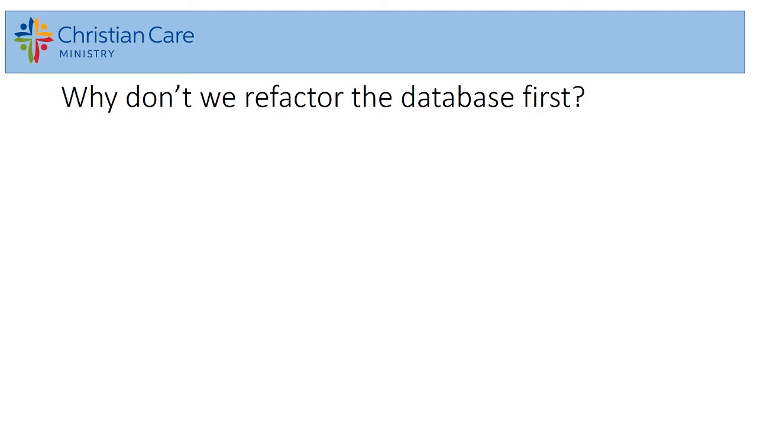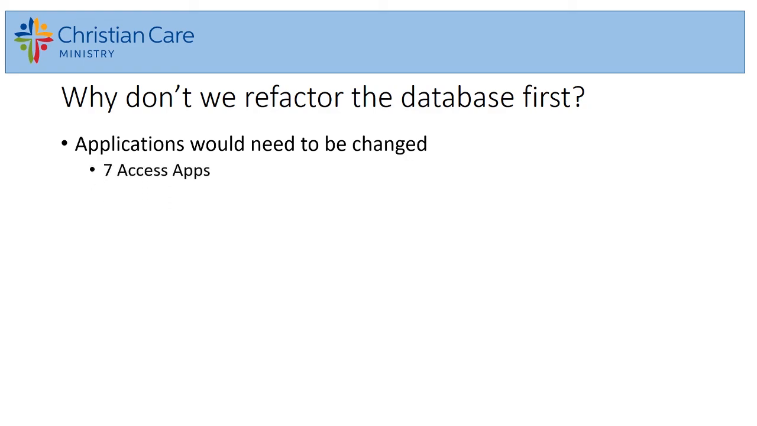So why don't we just refactor the database first? Well, there's several reasons. The first is that all the applications would need to be changed. This includes the 7 Access apps, as well as the 25 or so Access islands. We'd also have to convert SSIS and MSE.